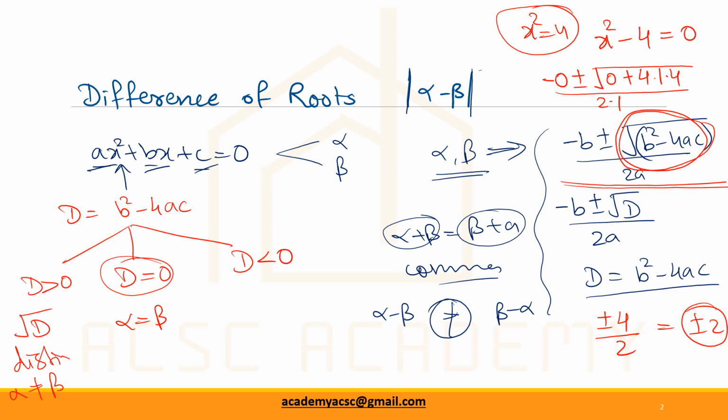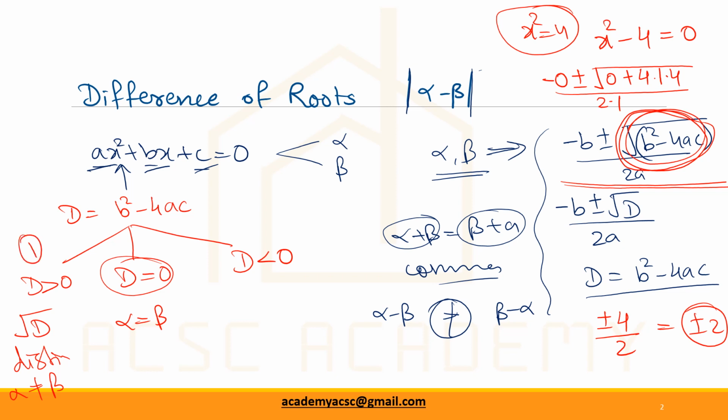But was this the case when d was 0? This was the case when the coefficient b was equal to 0. And in this case, we have got d to be positive, which means it has two distinct roots, that is plus 2 and minus 2. So it falls under this first category.